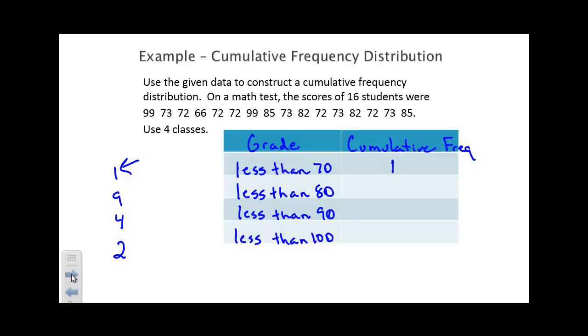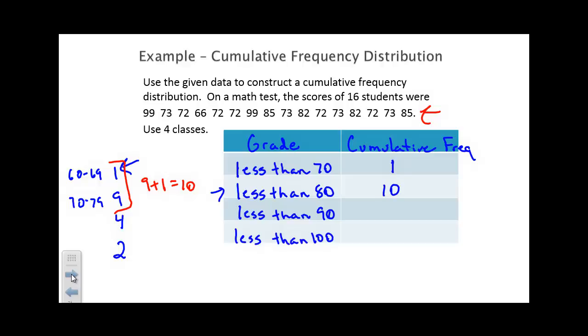So now that was 60 to 69, 70 to 79. You have less than 80 as your next class on this cumulative frequency. So if these two values were both less than 80, then 9 plus 1 is 10. Or you could go through and count all your 60s and your 70s in your list up here. Either way you want to do it is fine. So I'm going to write a 10 over here.